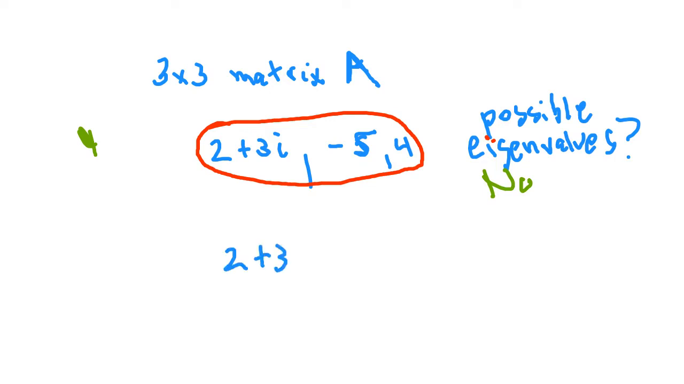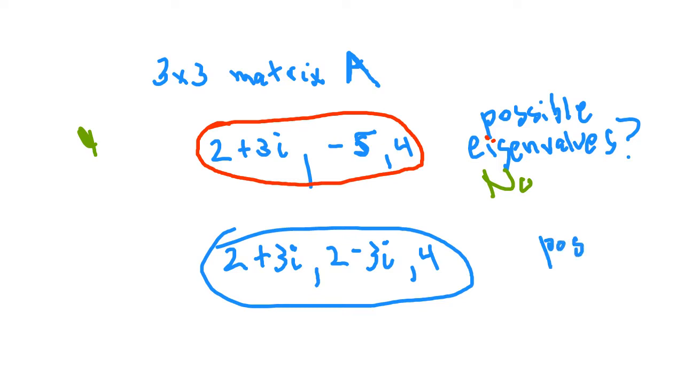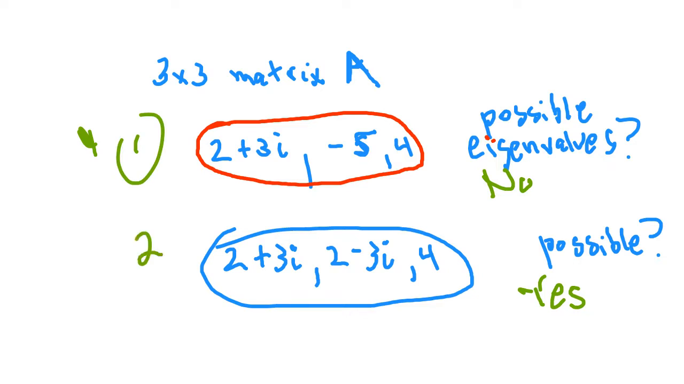What about this? Could you have 2 plus 3i, 2 minus 3i, and 4? Is that possible? What do you think I'm going to say on this one? Okay, the answer is yes. Why? What's the difference between the first scenario, which is not possible, and the second scenario? What's the key difference here?